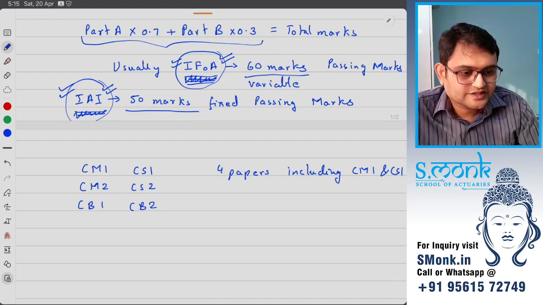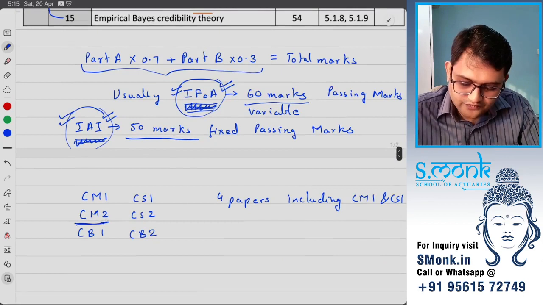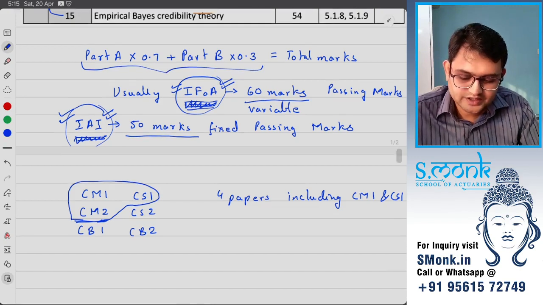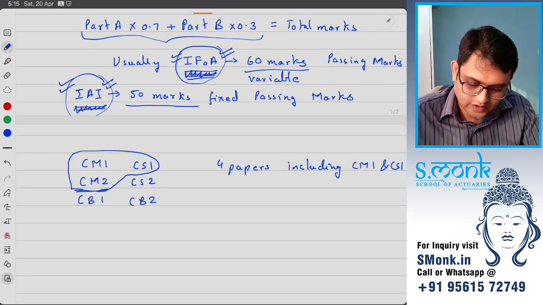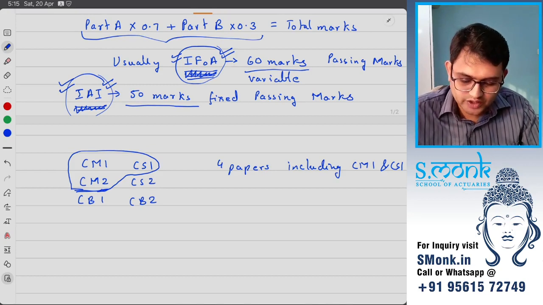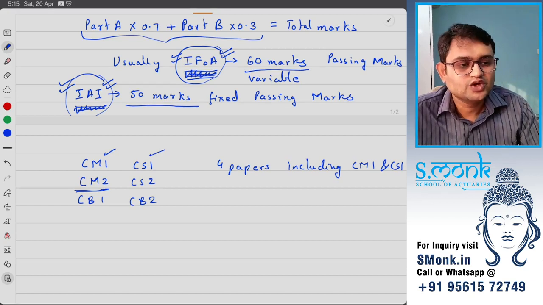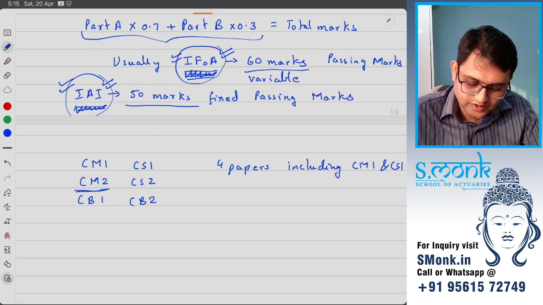Okay, so Isha, you're asking, can you please repeat what papers we should clear for investment? For investment, CM2 is the important one. For CM2, you should be clearing these three. So CM1, CS1 and CM2. Okay, these are the three papers that are important for investment. Okay, so you will learn investment in CM2. This is the paper, but of course you will require the knowledge of CM1 and CS1 to understand CM2.